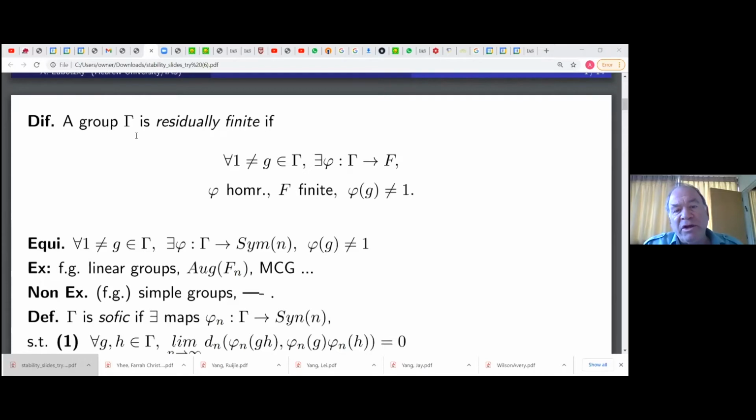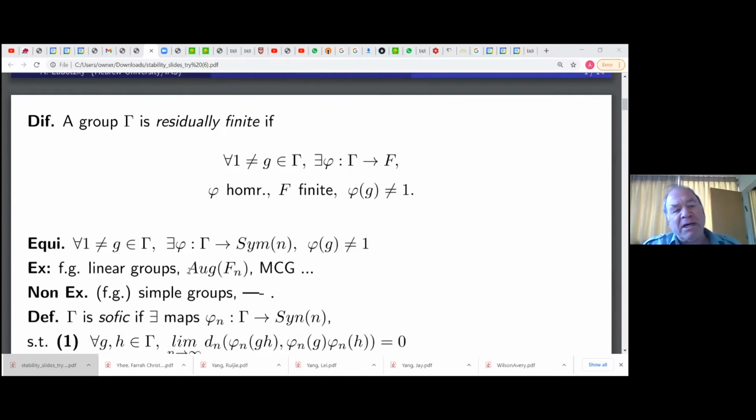Now, we all know that every finite group is embedded into the symmetric group by acting on itself by permutations from the left. So you can embed the finite group into the symmetric group, and therefore, equivalently, we can say that a group is residually finite if we can separate the points by homomorphisms to the symmetric groups.